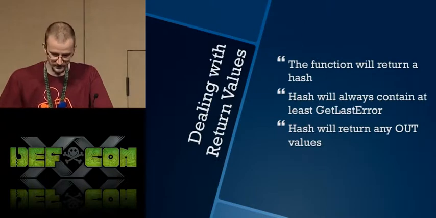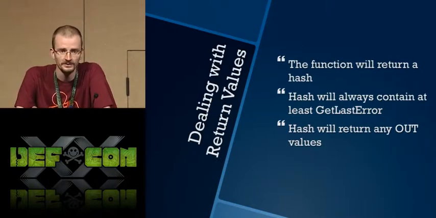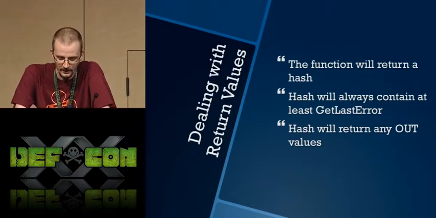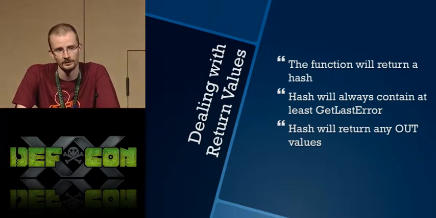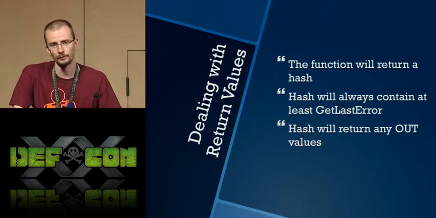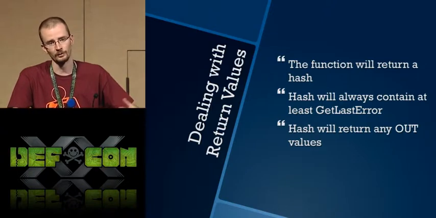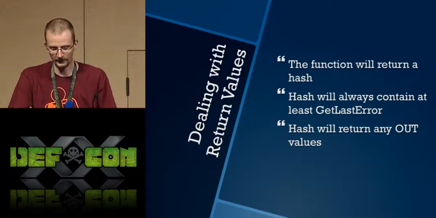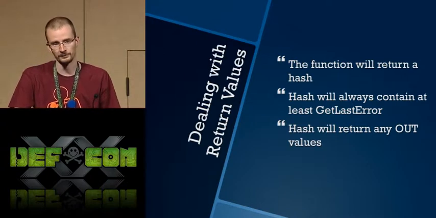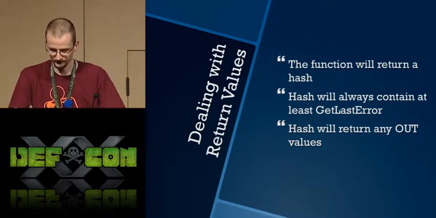So when you make an actual function call, you're returned a hash. And that hash will always contain at the very least the result of a getLastError call. So basically Railgun will make the function call for you, and then it will call the Windows getLastError function, which will tell you any error code that occurred with the running of that function. And then the hash will contain any out values from that function call.